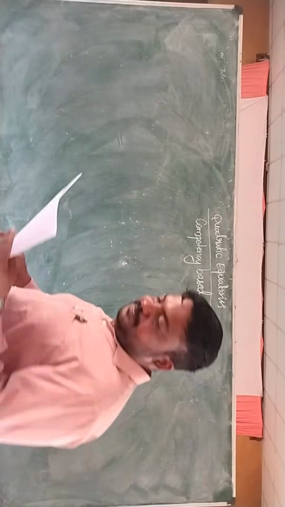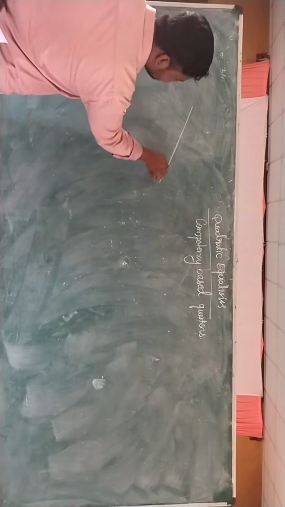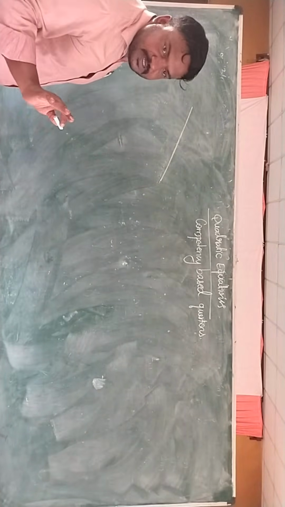Let me read the question again. The speed of boat in still water is 15 kilometer per hour. It can go 30 kilometer upstream and return downstream to the original point in 4 hours 30 minutes. Find the speed of the stream. Imagine here is a stream. And speed of the stream we don't know.